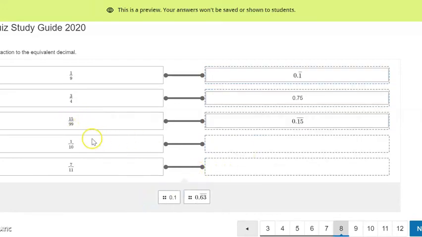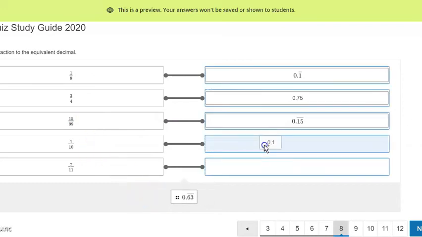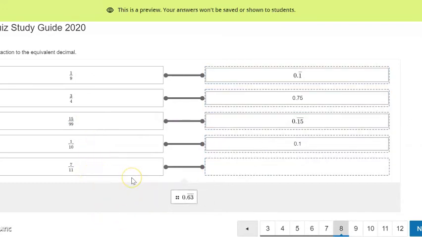For 1 over 10, that's 1/10. That would just be 0.1. And then for 7 over 11, that's definitely probably the trickiest one out of all of these.